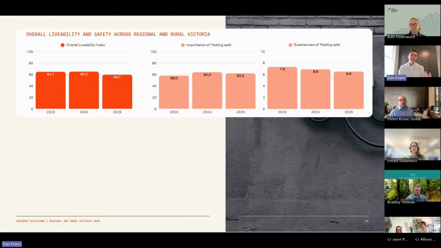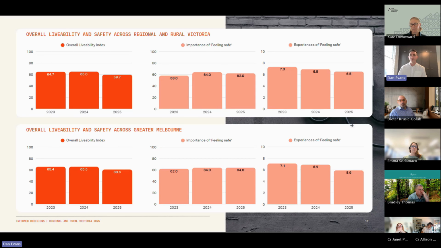So I've already mentioned that overall livability across the country has gone down over the last couple of years. And this is the relationship between overall livability and the importance of feeling safe and experiences of feeling safe across regional and rural Victoria. So in 2023 and 2024, we had pretty high levels of overall livability across regional and rural Victoria, 64.7 and 65. And then we came back down to 59.7 in 2025. And what's really driving that decline is a reduced perception of safety in and around regional and rural Victorians' local areas. So in 2023, people rated their local area 7.3 out of 10. We went down to 6.9 and we're now at 6.5.